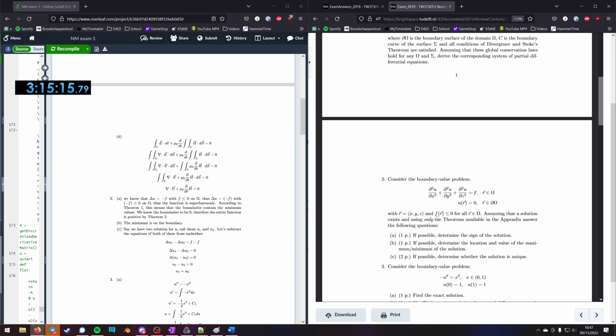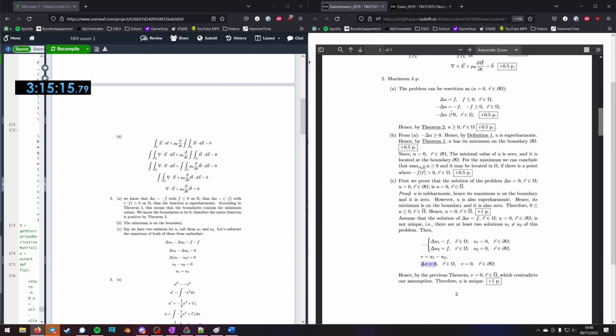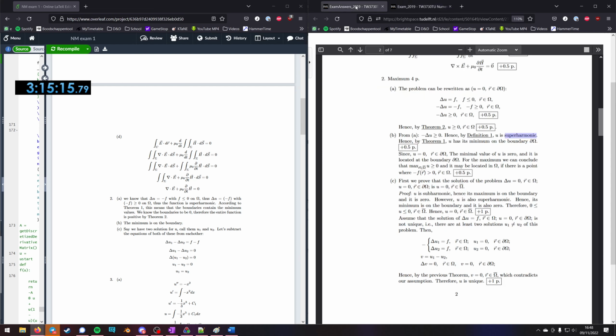We know that the function... So this is smaller or equal than 0. Huh. You're right. It says it's smaller or equal. How is it harmonic? I just know that it's superharmonic. I don't know why he comes up with this, that it's subharmonic and then it's zero. This I don't understand at all.